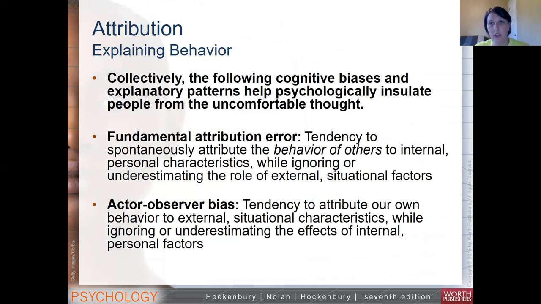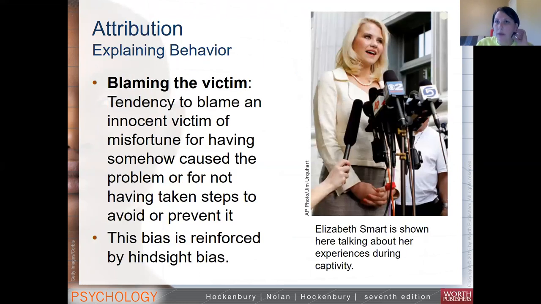We have this bias with ourselves because it is human nature to not want to think that you're a bad person. Human nature is that you want to be good and you want to be perceived as good. And so we commit this bias because we don't want to perceive ourselves as being a bad person. So we attribute these kinds of behaviors to external forces. And then what we tend to do to insulate ourselves is things like blaming the victim.